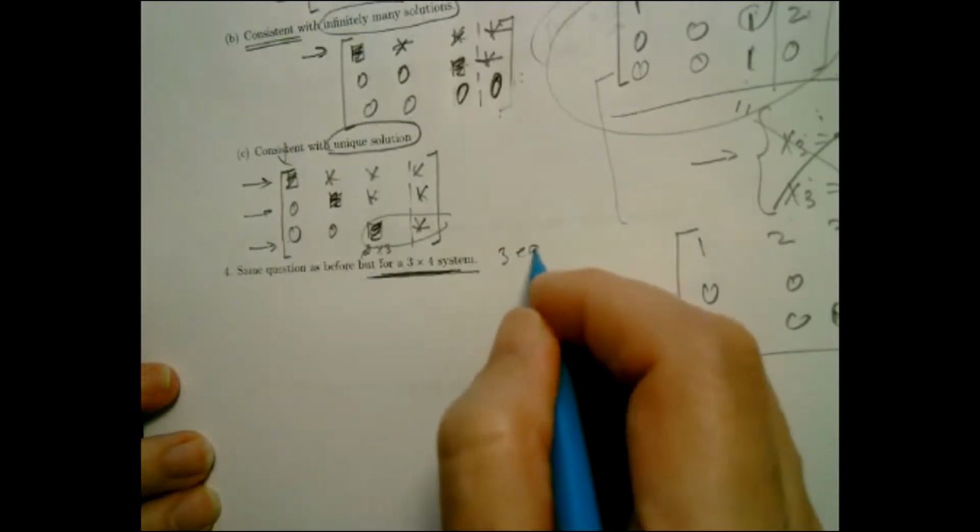Okay. Now I do number 4, and then I address the question that's on the chat. I have the same question, but now it's a 3x4 system. If a system is 3x4, it means 3 equations and 4 unknowns. So the augmented matrix in this scenario should be a 3x5 because I have 4 unknowns. And now I ask the same question as before. So I will go through all scenarios. A, how should it look to be inconsistent?